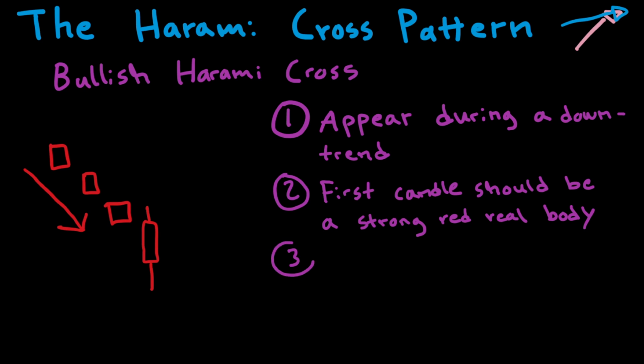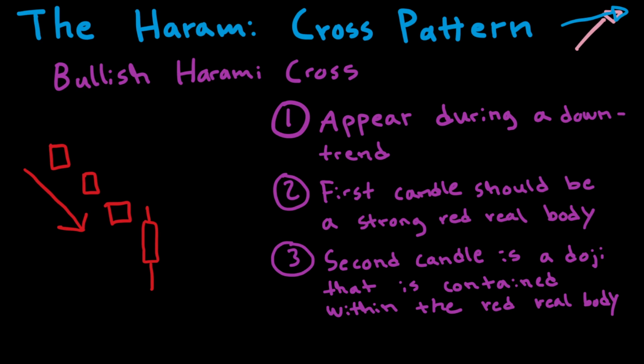And the third thing about this pattern, and it's actually this that separates the Harami cross from the normal Harami, is that the second candle is a doji that is contained within the red real body. So a perfect doji would look something like this. It basically just looks like a cross because the opening and the close are at the exact same level. I have a video about the doji candlestick and I will link it up in the corner. So this is basically what a bullish Harami cross looks like.